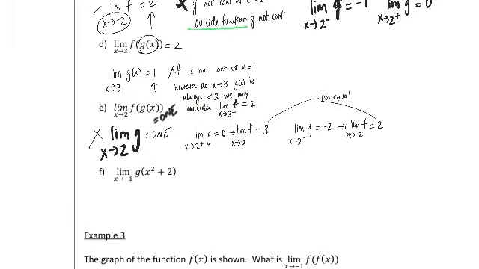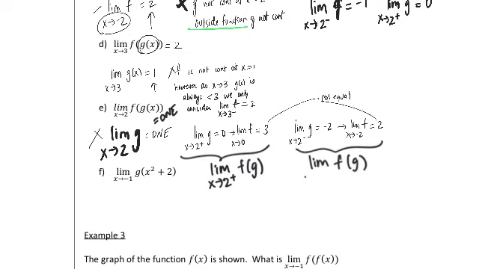What we've really done here, right, this whole thing here is the limit of fg as x approaches 2 from the right, and this one is the limit of fg as x approaches 2 from the left, and we've shown that they're not equal, and so the overall limit does not exist.